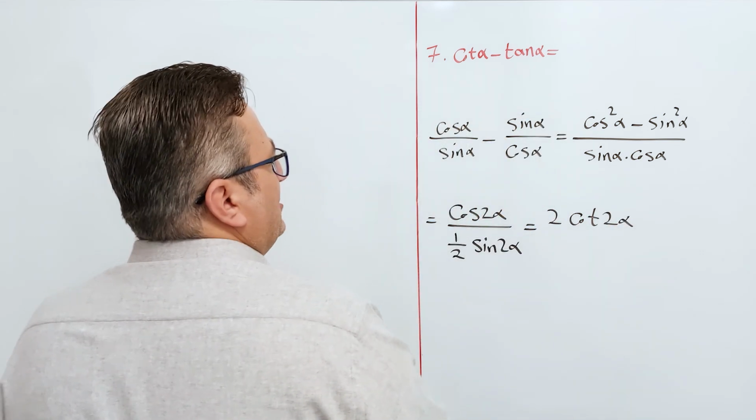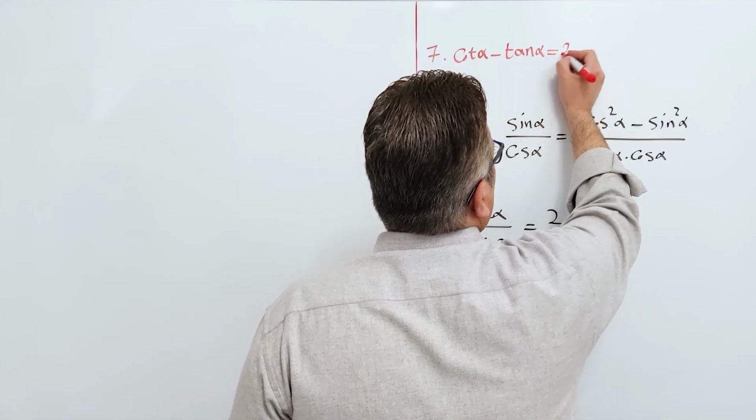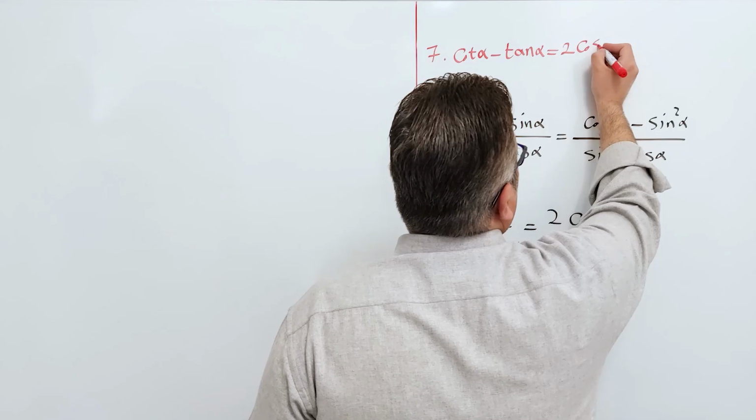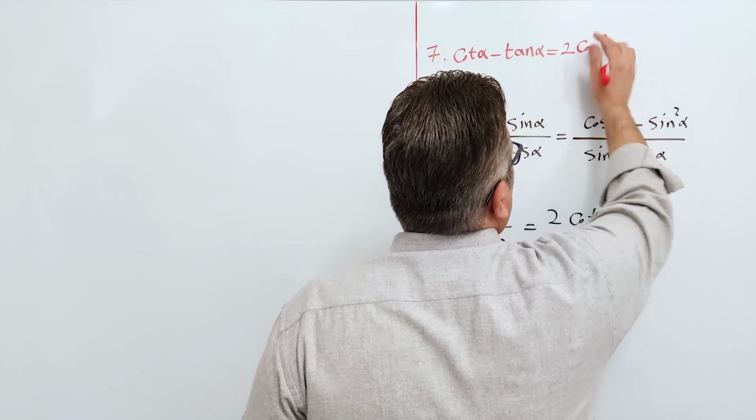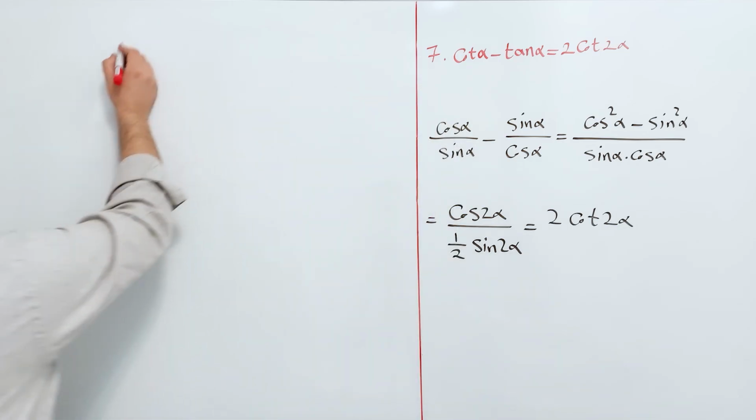So cotangent alpha minus tangent alpha is equal to 2 cotangent 2 alpha. Number 8.